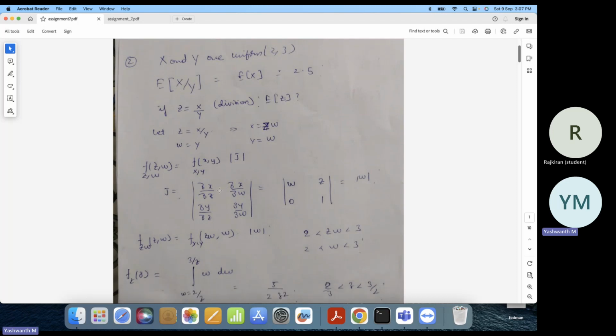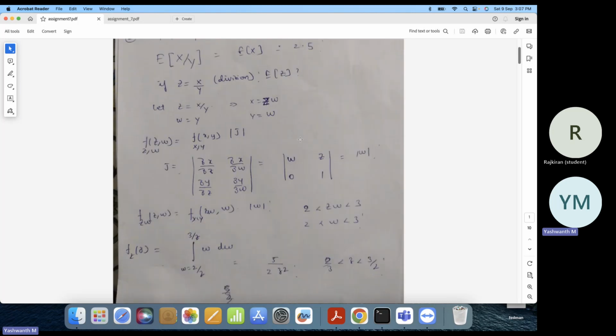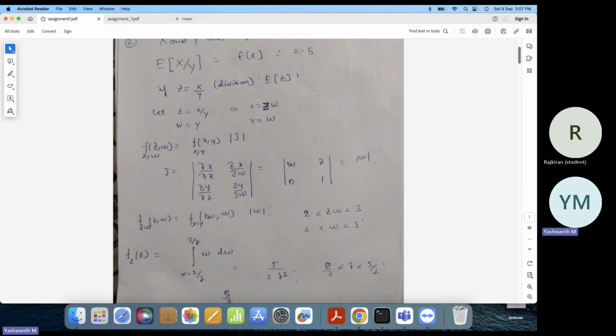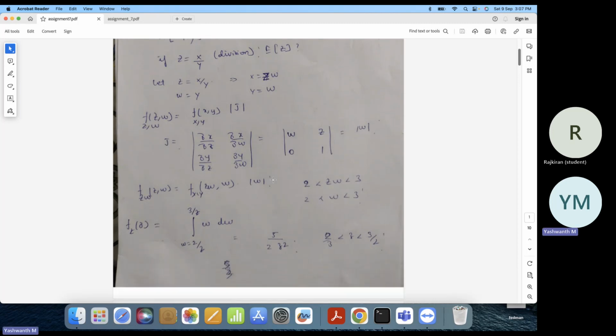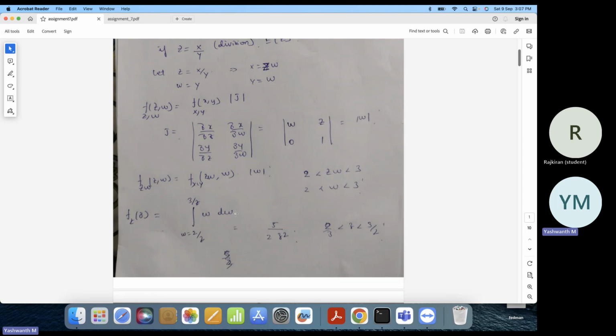Jacobian is given like this. You evaluate the determinant, and you will get mod W. Since W is positive, 2 to 3, just throw away the mod. Again, you have to integrate this density with respect to W to get it as a function of Z. Since you know W goes from 2 by Z to 3 by Z, you integrate this from 2 by Z to 3 by Z.